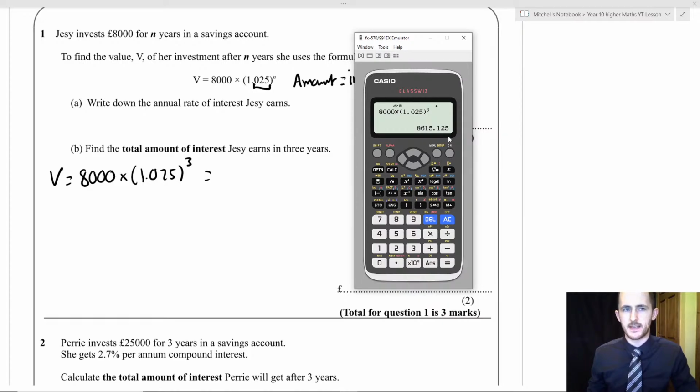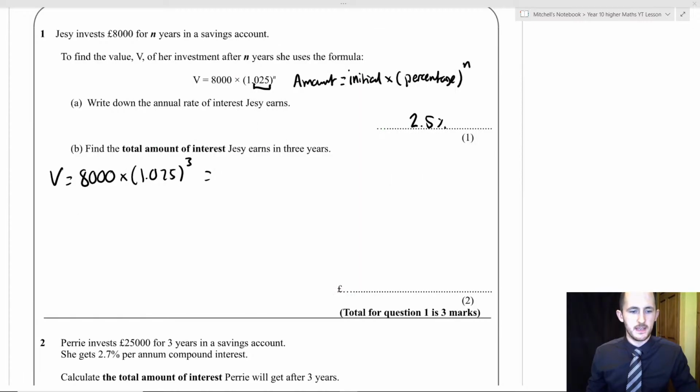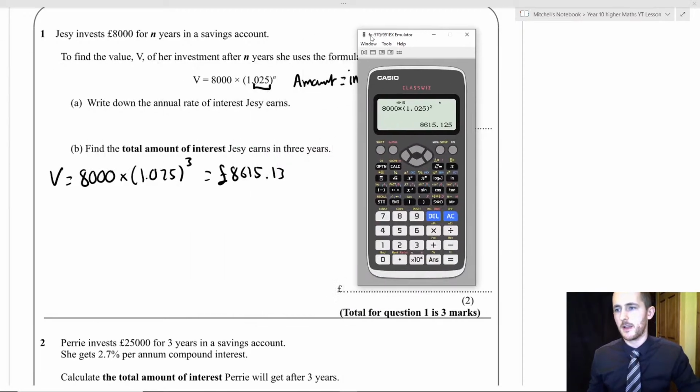Exponentials, as in e to the power of something. It's like e to the power of 2x or whatever. Not in this lesson, if so. And the final value of the investment is 8,615.13. So you might notice it says 125, but with money we always round to 2 decimal places, right? You don't have 0.5 of a penny. Okay.